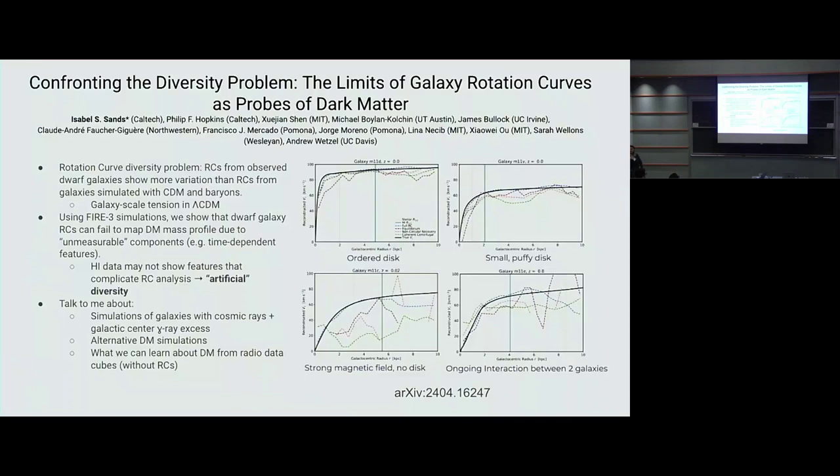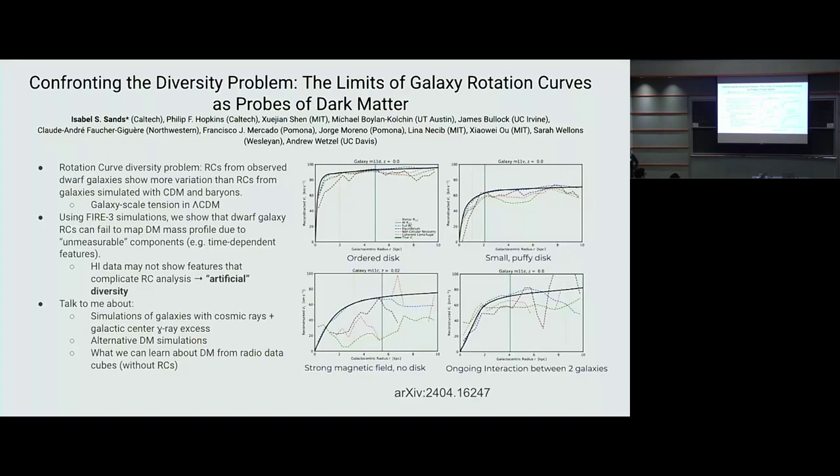My poster, and I'm lucky that I don't have to explain the diversity problem because we just heard about it, explores the possibility that in dwarf galaxies, rotation curves can fail as tracers of dark matter, due mostly to time-dependent effects like bursty star formation, galaxy mergers, and strong magnetic fields. I have some examples up on the slide.